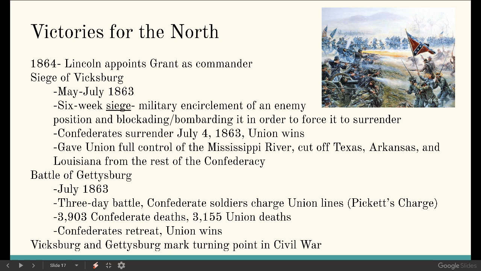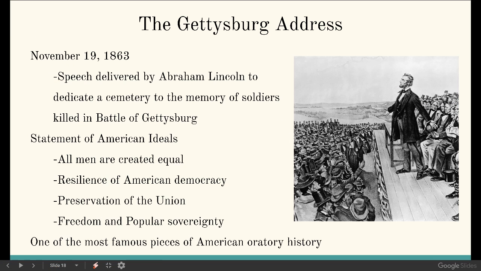And the Confederates end up retreating, and the Union, of course, wins this battle too. So, like I said, Vicksburg and Gettysburg mark a major turning point in the Civil War, in which the Union is going to continue to have victories and eventually win the war overall.